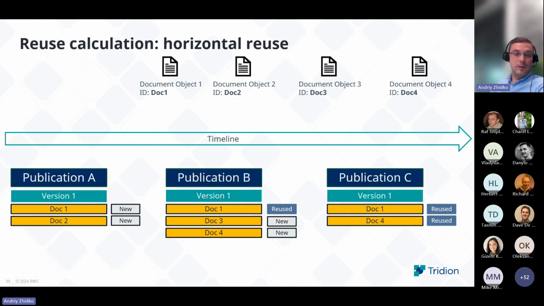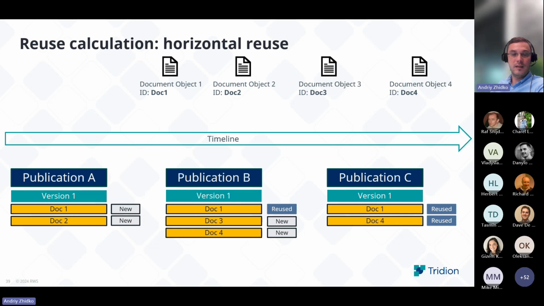Later, we created publication C, referencing document 1 and 4. Since document 1 was used before in publication B and A, it will have status reused. Document 4 was used before in publication B, so it will also have status reused. In summary, in simple words, a reuse is each additional publication that the topic appears in. This example also explains horizontal reuse.